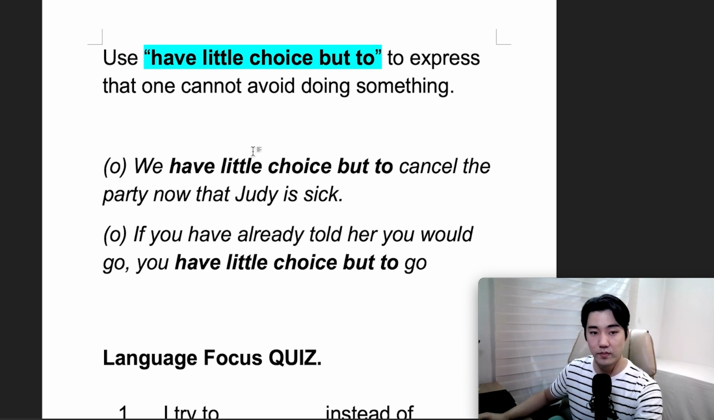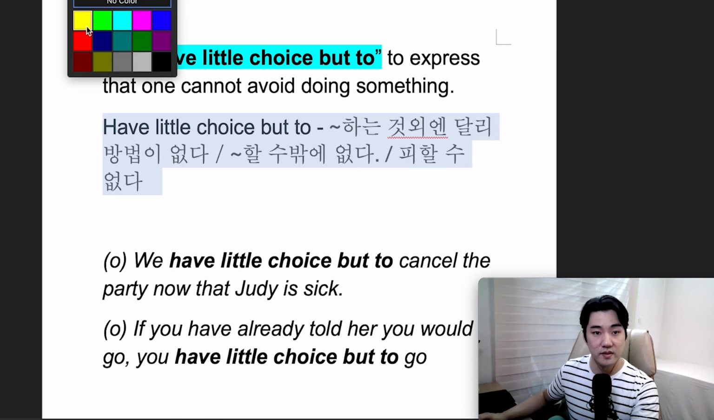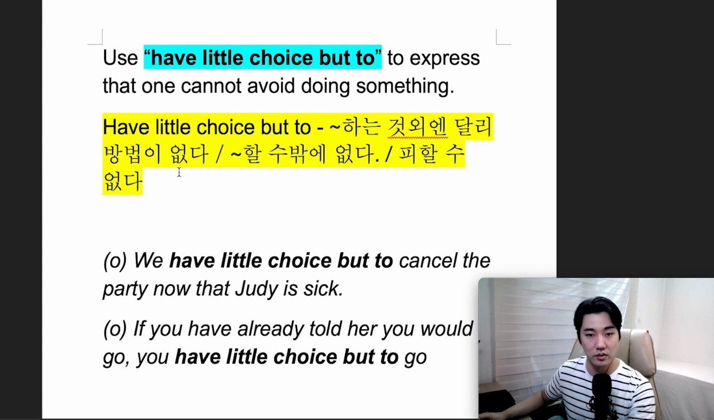Alright. Now the best way I can explain have little choice but to is to put it like 할 수밖에 없다, 피할 수 없다. Like I can't avoid it. I can't avoid it. 할 수밖에 없다. There's nothing else I could do, right? There's no other way. This is what it means to have little choice but to.